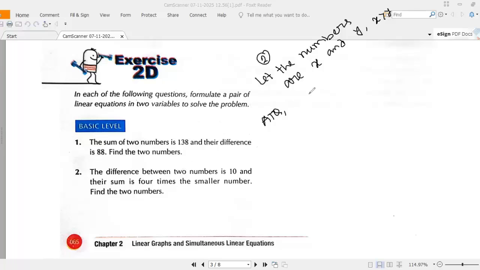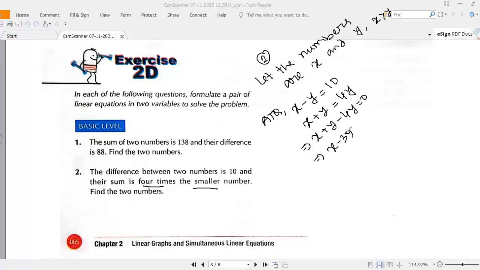Okay. So according to the question, difference means we need to subtract these two numbers. So x minus y will be 10. And their sum means x plus y is equal to 4 times the smaller number. Here what is the smaller number? y. So 4 times of y. So from this one we can write x plus y, if we move 4y to this side, then it will be minus 4y, or we can write x minus 3y equal to 0. So this is equation number 1. This is equation number 2.